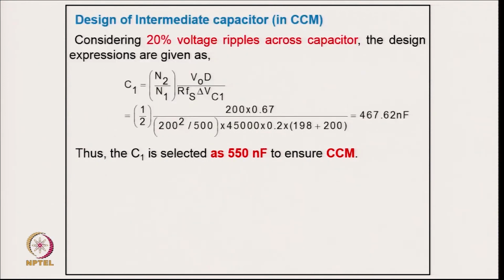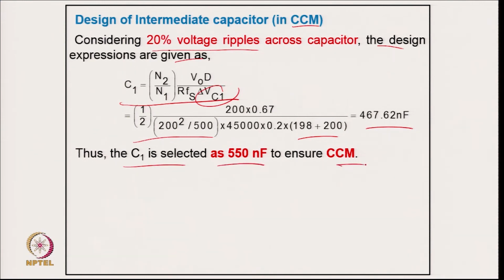Now, designing the intermediate capacitor in CCM considering 20% voltage ripple across the capacitor. The design of the capacitor is calculated from this relation, and here the voltage across the capacitor is the input and output addition with the turns ratio. So, it comes to 467.62 nanofarad to ensure CCM. So, we select C1 higher than this value, that is 15 nanofarad, to ensure continuous conduction of voltage across this capacitor.